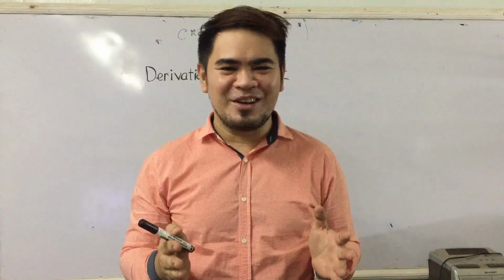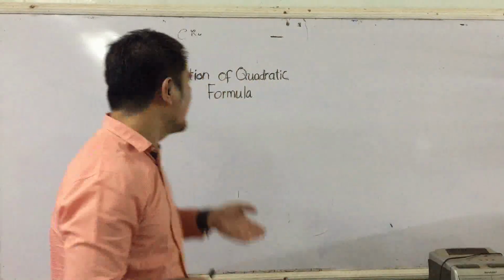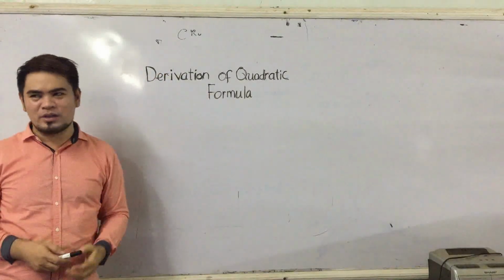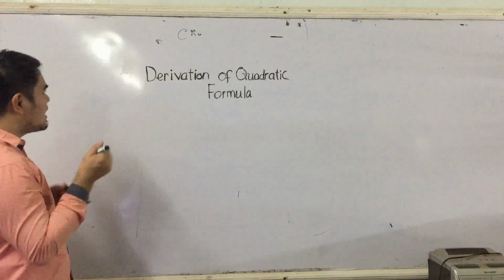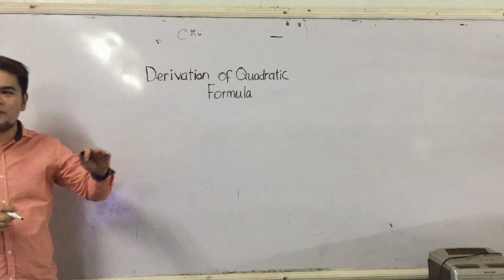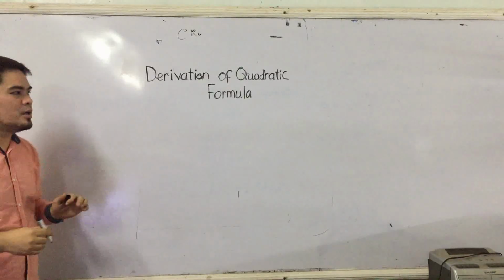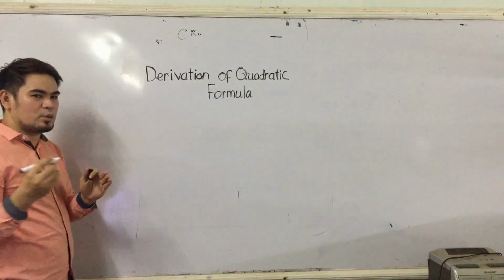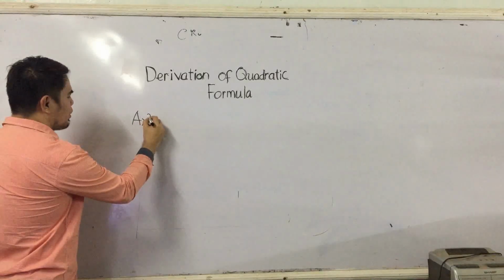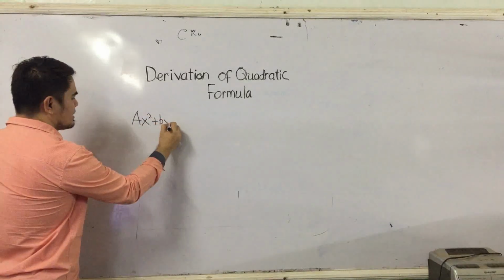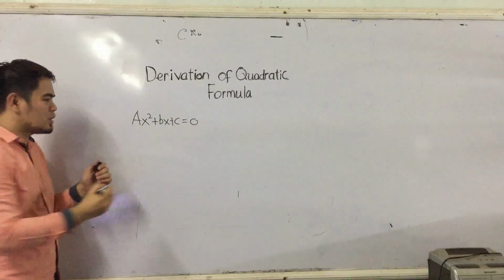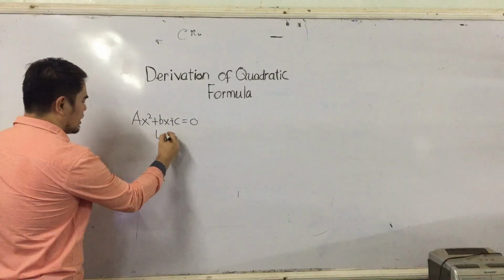For today's video, I'm going to discuss where the quadratic formula comes from in a quadratic equation. First and foremost, we're going to write the quadratic equation. We have ax squared plus bx plus c equals 0. So this is what we call a quadratic equation.